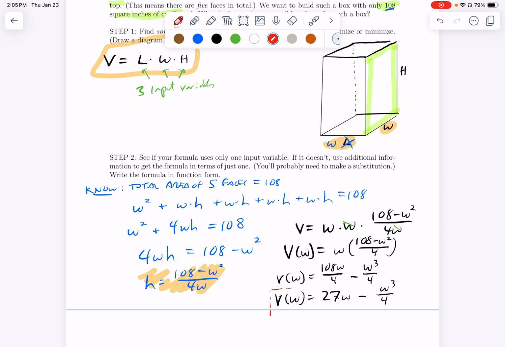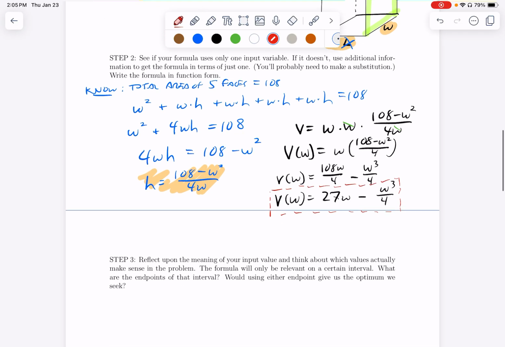So I'm going to put this in a dotted box. We're not done with the problem, but we've done something really important along the way. We now have a way of measuring volume in terms of just one input variable. And this problem is about volume. We're trying to maximize the volume.